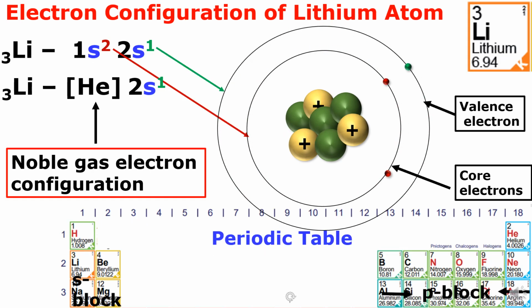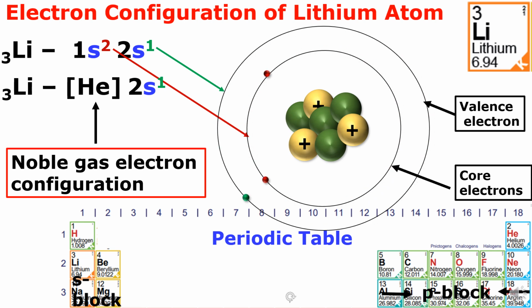For lithium, the first 2 electrons occupy the 1s orbital, which is the lowest energy level, and the third electron, or the valence electron, occupies the 2s orbital, which is in the second main energy level. Therefore, the electron configuration of lithium is 1s2, 2s1.